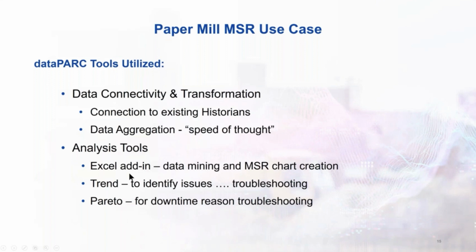And then we have analysis tools. We've got an Excel add-in, and that does the data mining, extracts the data out, and generates the MSR chart. We use trend capability in Data Park to identify and find issues and then troubleshoot them. What can we do about that? Is there anything obvious? And then Pareto: if we have downtime reasons, like a reason tree that people have been putting reasons against, we can make a Pareto diagram to organize the things that are causing downtime from highest to lowest, and look if we can change that distribution.